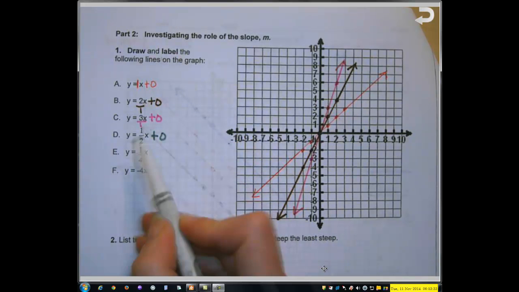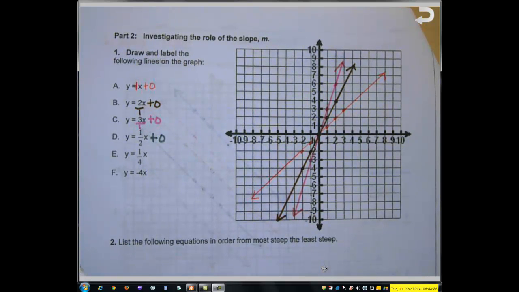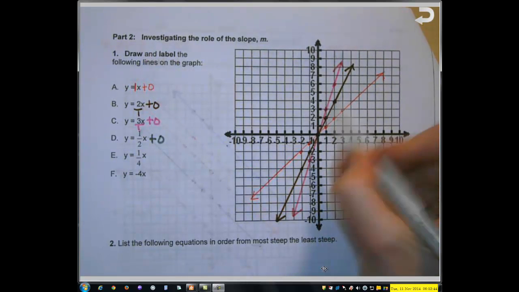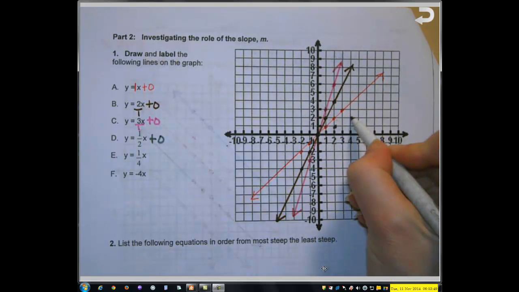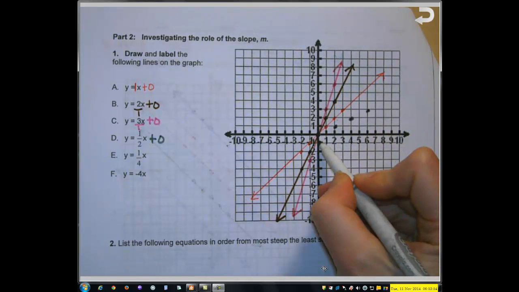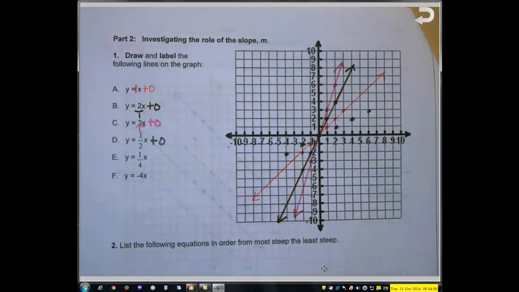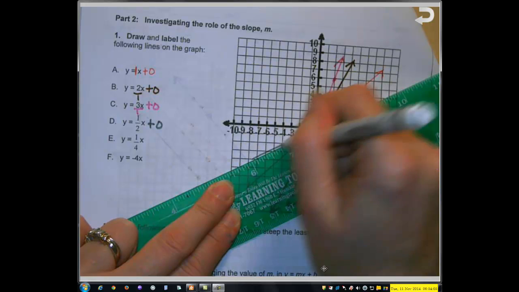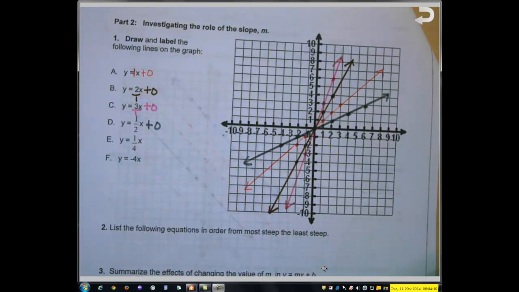Okay, now we're going to change the slope again. This time our slope is a fraction, a number between 0 and 1. Our y-intercept is still 0. Our slope is 1 over 2. So we're going to go up 1 and right 2, up 1 and right 2. We can also go down 1 and left 2. So there's our new line. And as you're doing this, try to think in your mind, how are these lines changing as we change the slope?